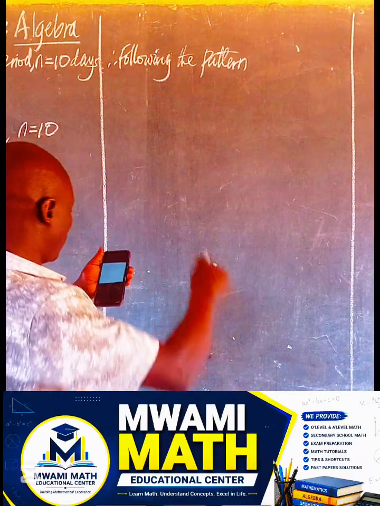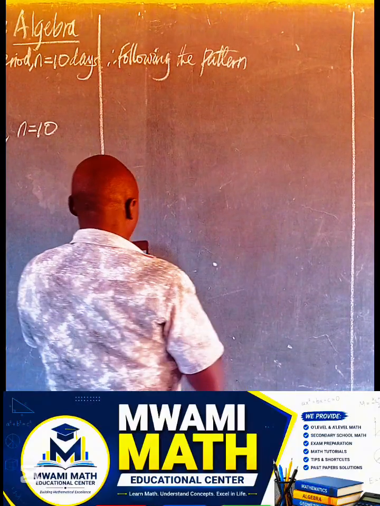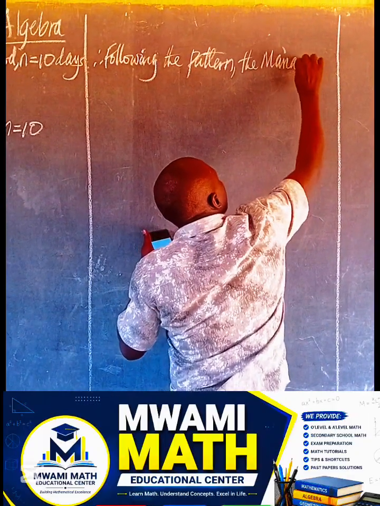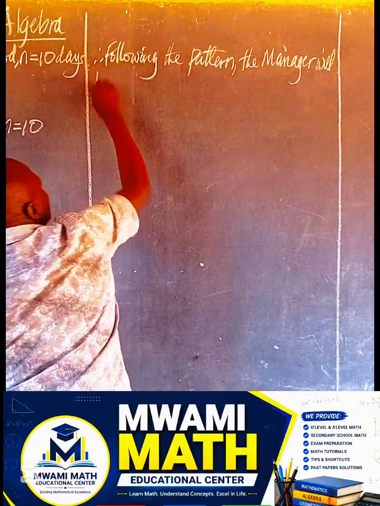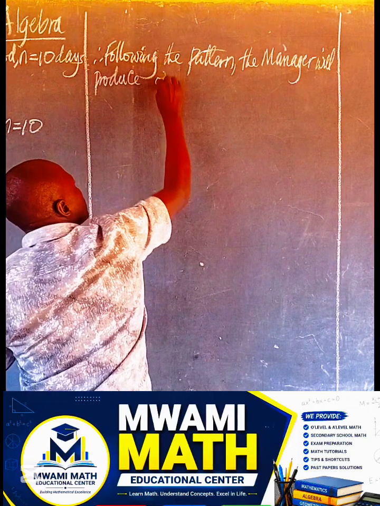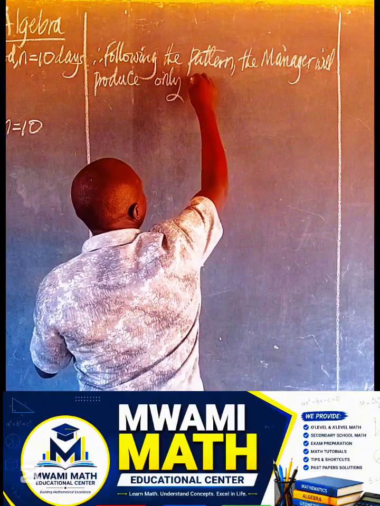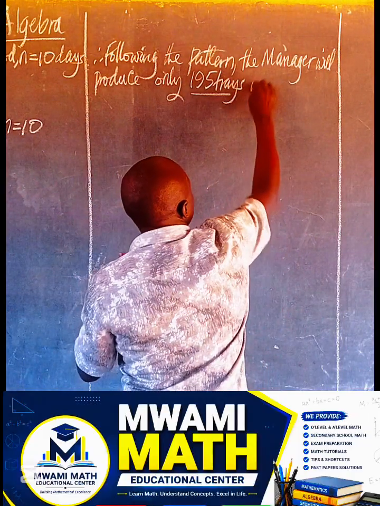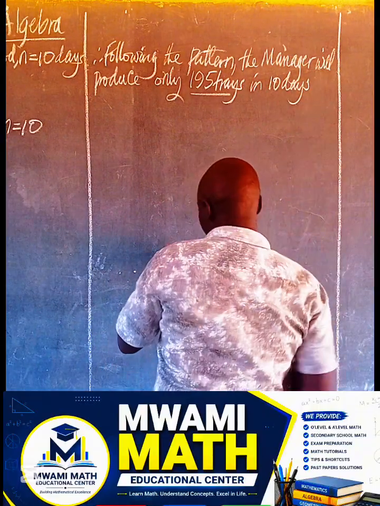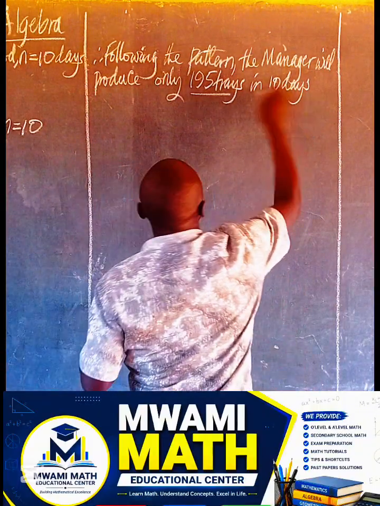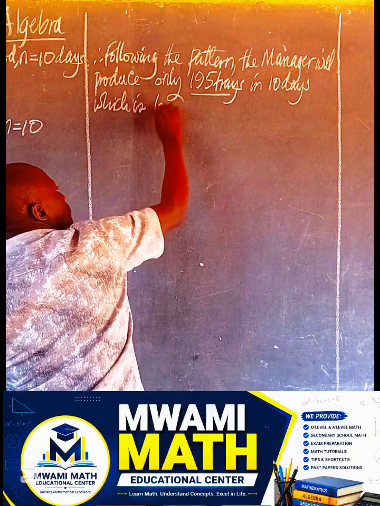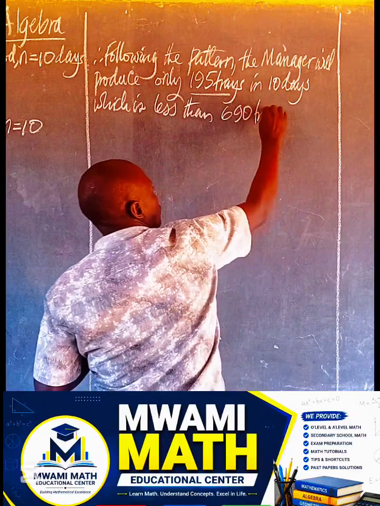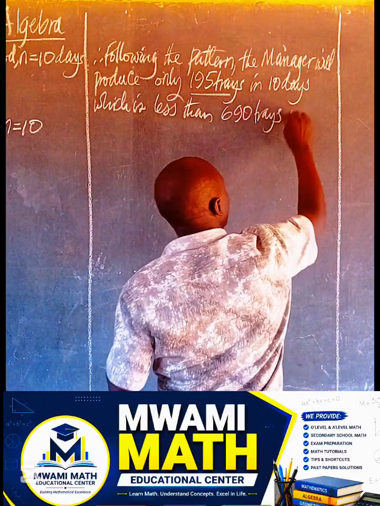Therefore, our response finally says, following the pattern, the manager will produce only 195 trays in 10 days, which is less than the 690 trays needed or required.